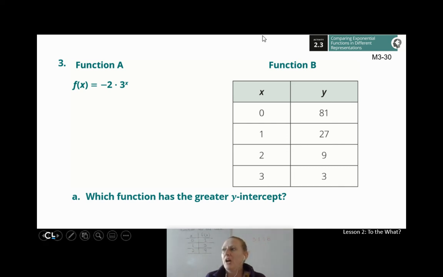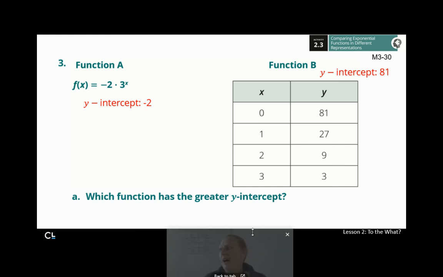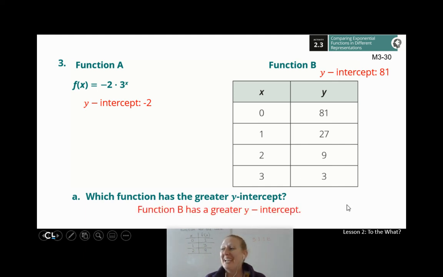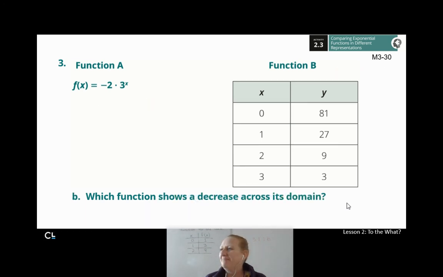All right. This guy right here, -2. We're asking for the y-intercept this time, right? Well, I can see my y-intercept is -2, so that's easy. I can see on this one, if that's 0, it looks like my y-intercept is 81. Wow. I'm going to say function B has the greater y-intercept of 81. So I think it wins that competition.